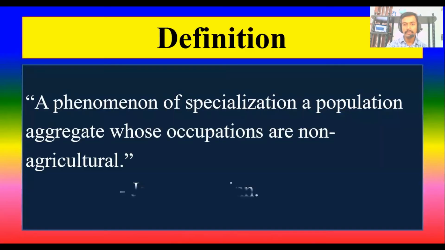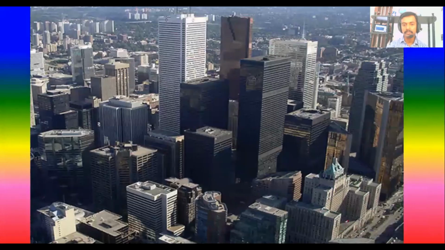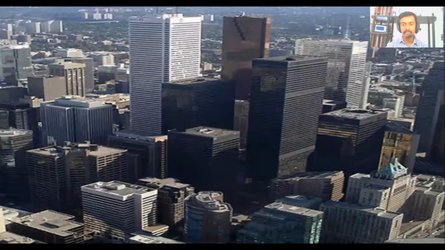Definition: a phenomenon of specialization, a population aggregate whose occupations are non-agricultural. So here there is no agriculture, which means they are working in industrial work. Look at this. This is a city. There is no space for cultivation. There are no trees.